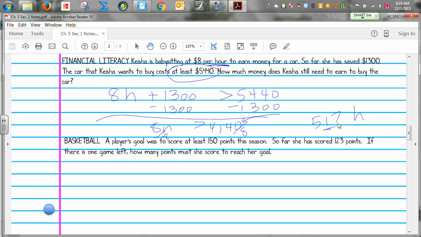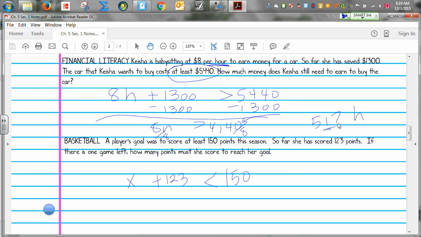Now leave the basketball one. First goal was to score at least 150 points this season. So far, she has scored 123 points. If there's one game left, how many points must she score to reach her goal? At least what? So it'd be that way, right? At least 150. So far, she scored 123. Wouldn't it be the other way?